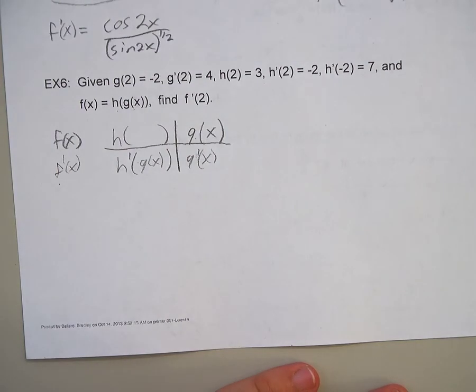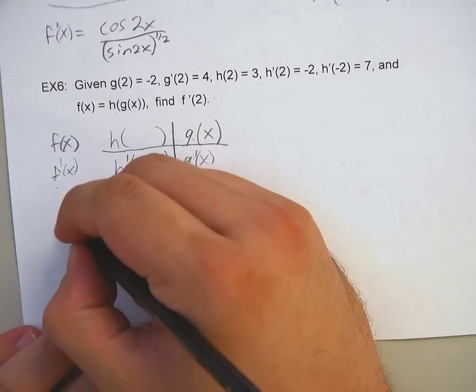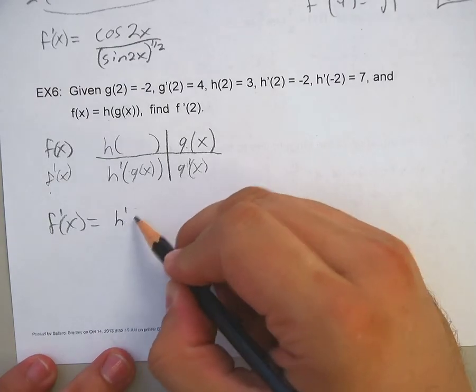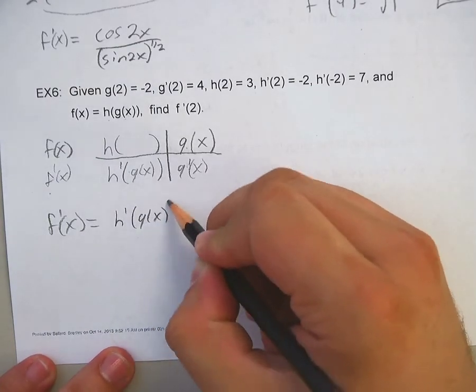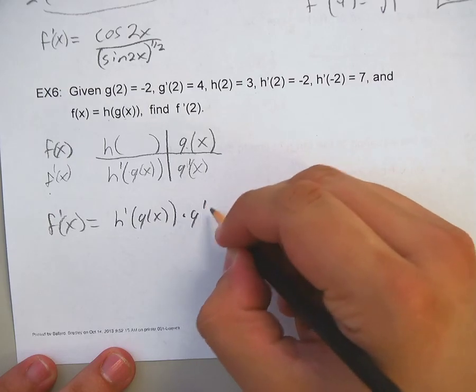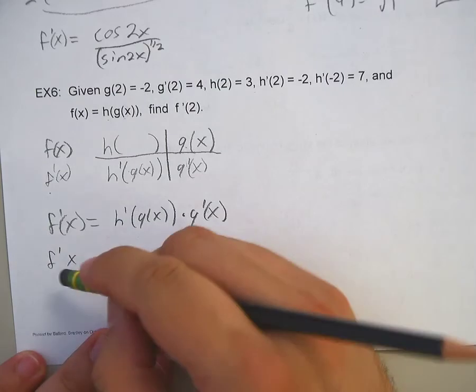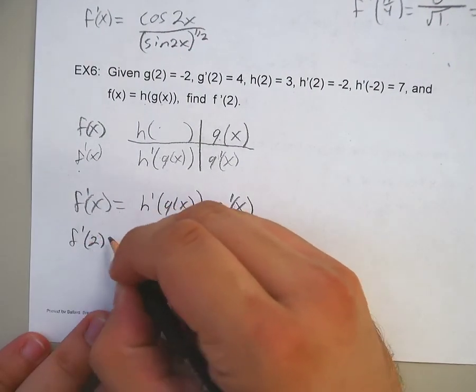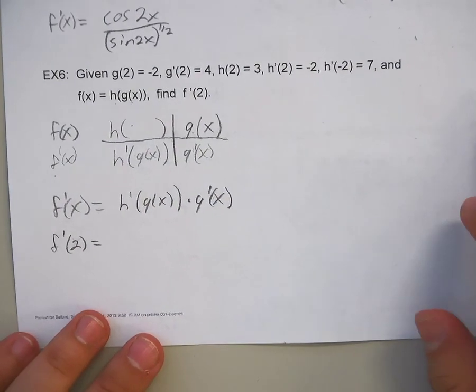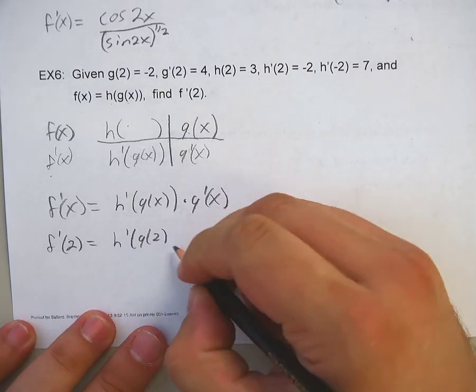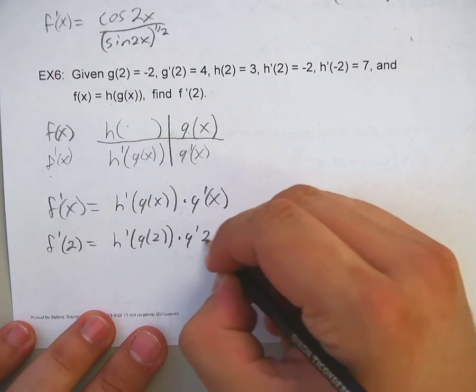So this isn't going to be that crazy. Let's set it up. F prime of x is equal to h prime of g of x times g prime of x. If anything, this is even going to be simpler because they want you to find f prime of 2. So that's going to be, plug in a 2 everywhere. H prime of g of 2 times g prime of 2.